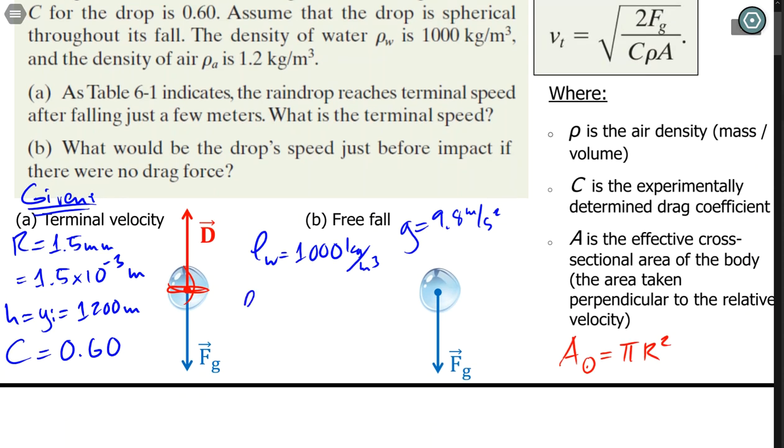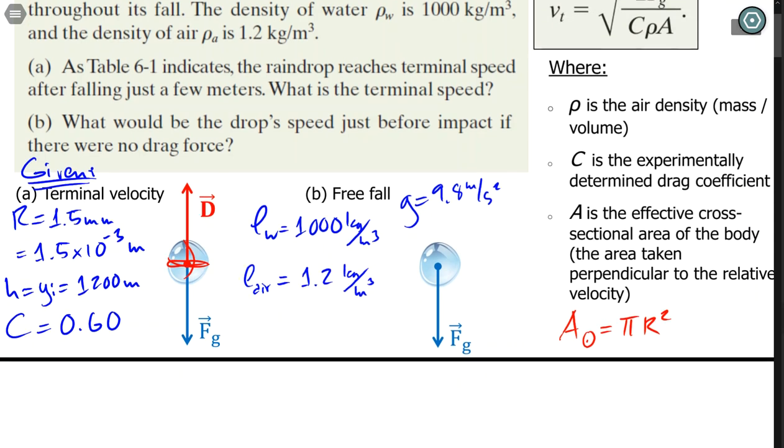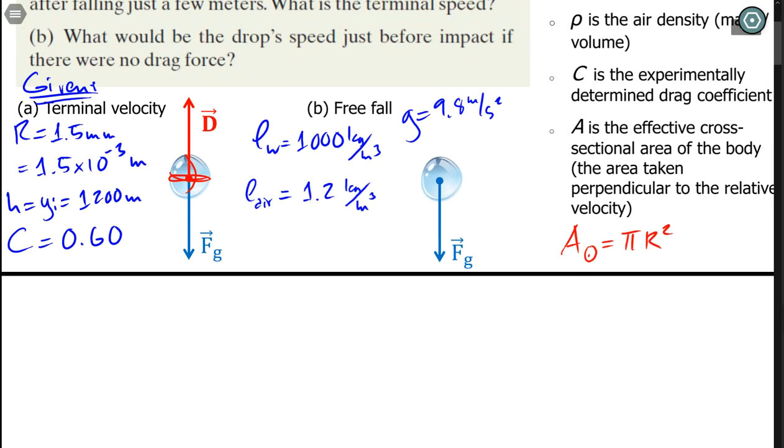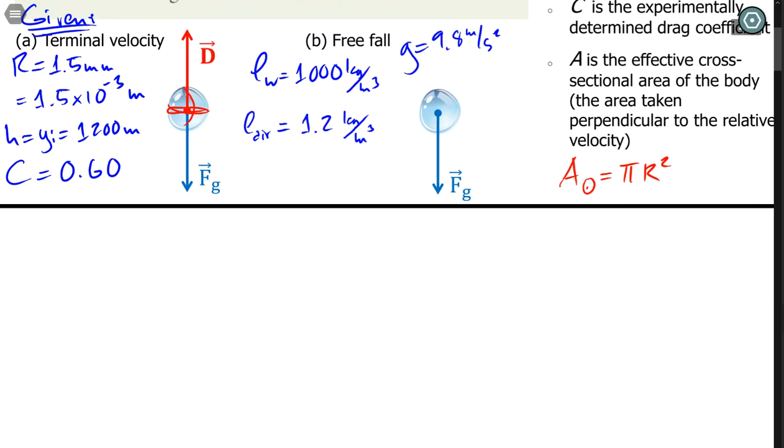And the density of the air at this 1200 meters is assumed to be 1.2 kilograms per cubic meter, which, if you notice, is much less than the density of water. That makes sense. Okay, formulas. I already have two up there. I'm going to rewrite them down here as well before I forget.